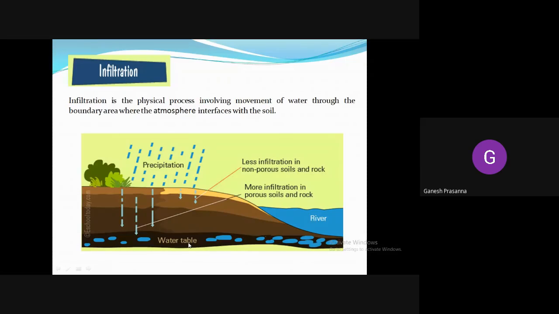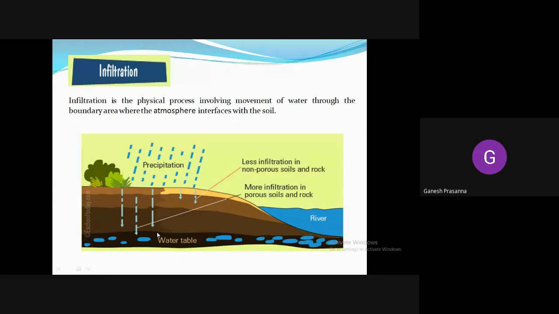Without the enrichment of the groundwater, it is impossible to extract water from the ground in the form of bore wells and tube wells. If the water reaches the water table through the layers of the earth, then that water can be extracted as groundwater. It is the process where water percolates through the fractures and pores available within the soil and the layers of the earth and reaches the groundwater table.